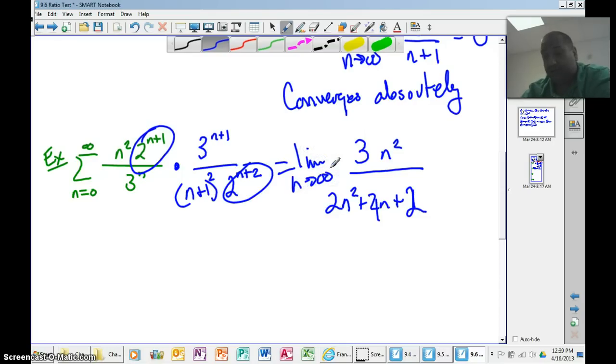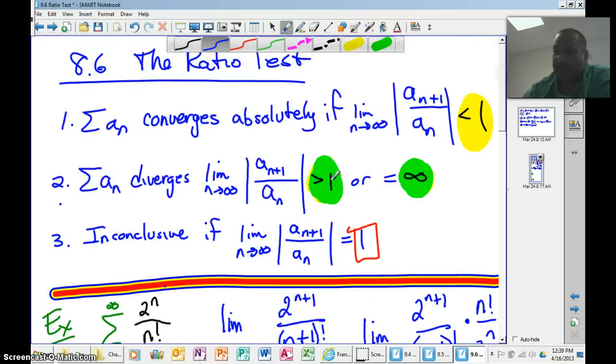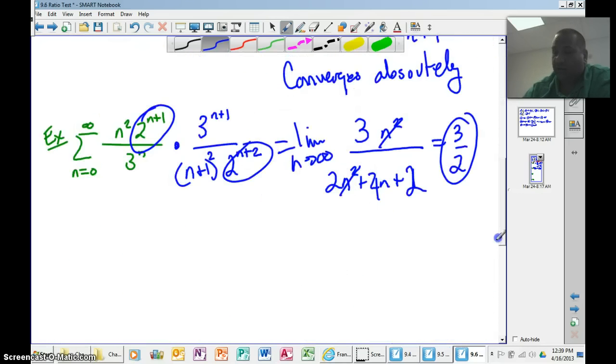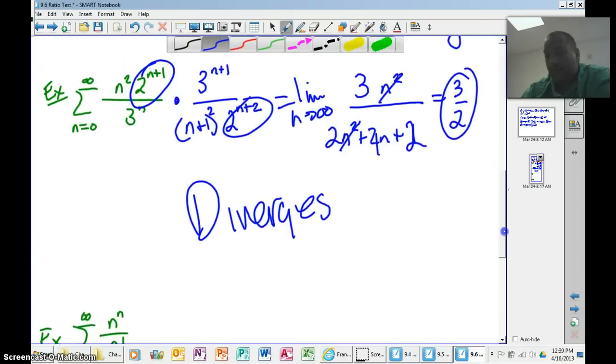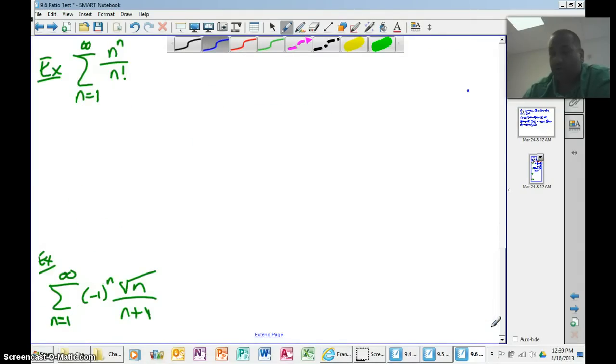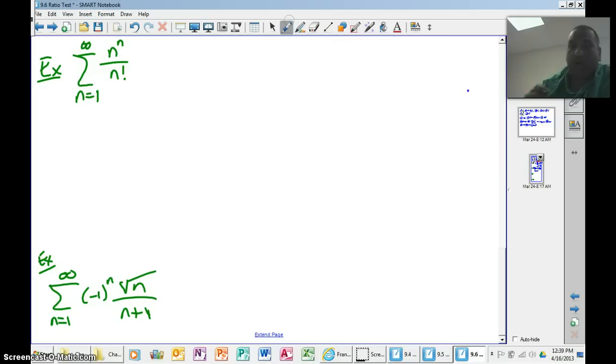This is our ratio test. Important: this and this is just the coefficients. I get 3 halves. What did it say about going over 1? It said if it's greater than 1, it diverges. So this guy diverges. These two are for you to try. You've got this one and that one to try for homework. I definitely want you to do those two.